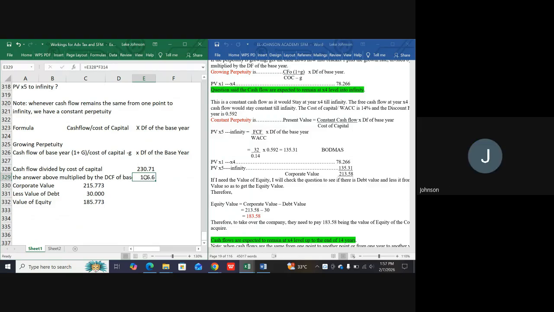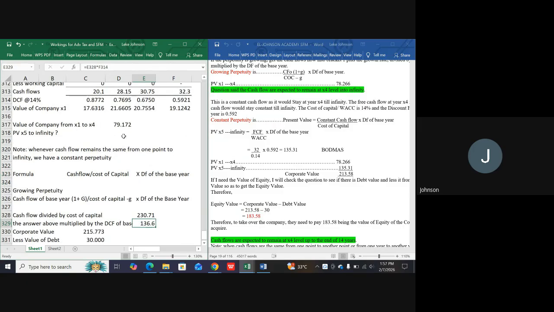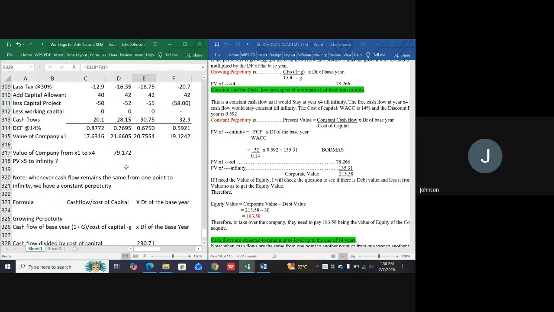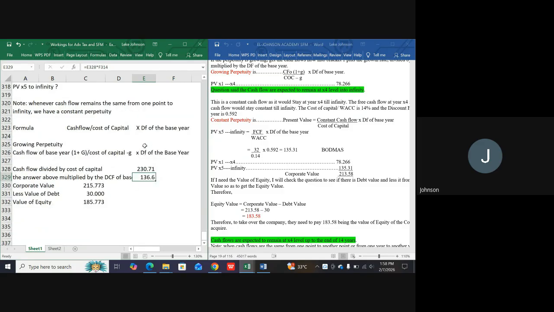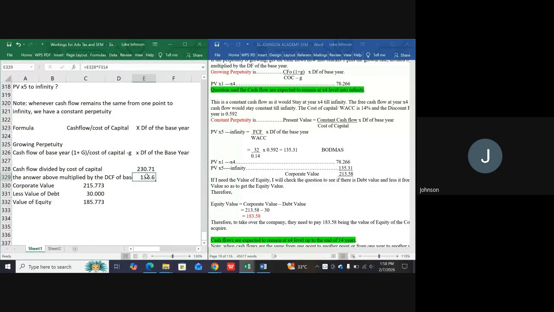Since we have gotten this amount to be the value of the company from year 5 to infinity, to get the corporate value we take the value of the company from year 1 to year 4 and add it to the value of the company from year 5 to infinity. Now, from our corporate value we less the value of debt so that we are going to have the value of equity. Are we together?